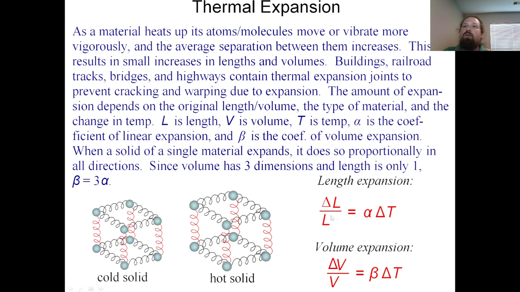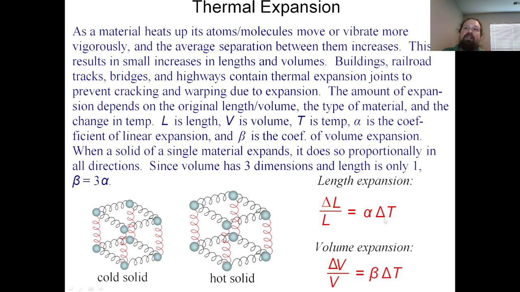So what this formula says is an object will change length based on its original length. The delta L represents the change in length of a certain object, whereas L represents its original length. That change divided by the original is equal to, I'm going to come back to alpha in a minute, the change in the object's temperature times alpha.